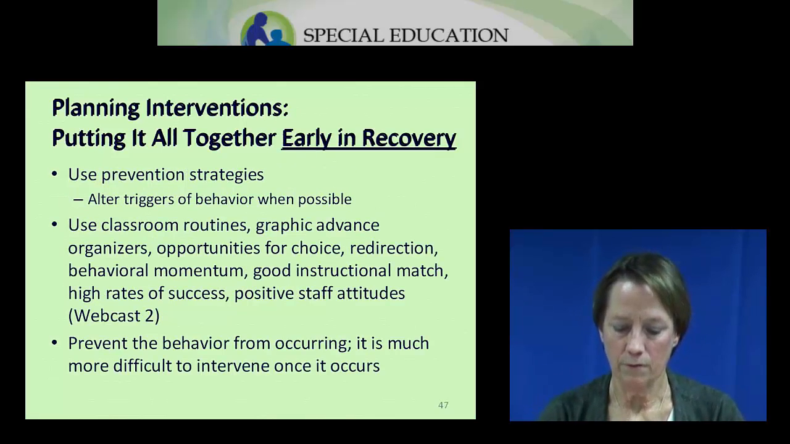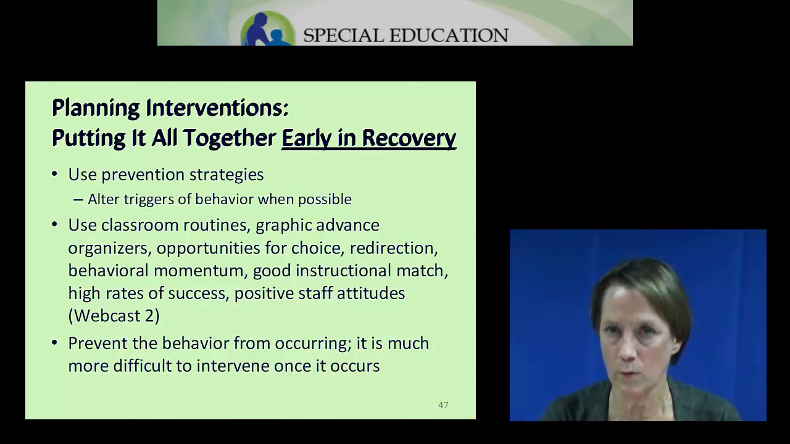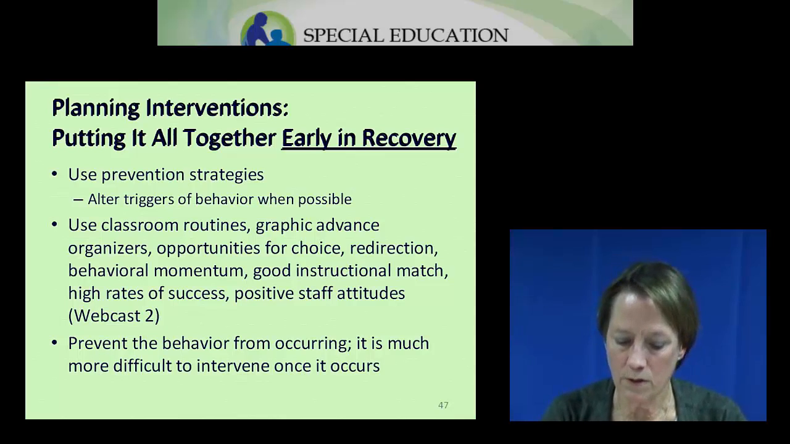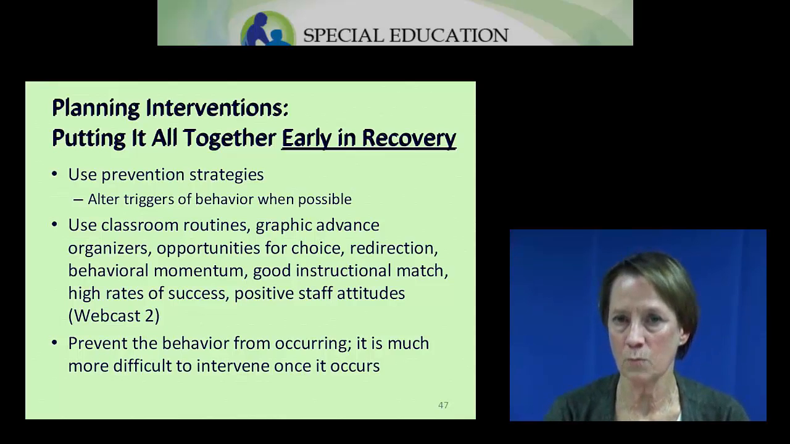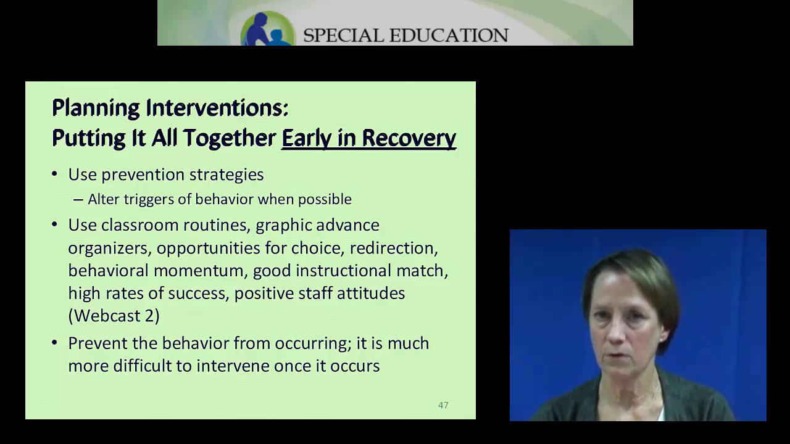So early in recovery, we're really going to want to focus on our prevention strategies. We're going to alter triggers of behavior whenever we can. We're also going to want to use some of the strategies that we talked about in webcast 2, like classroom routines, positive staff styles, graphic organizers, and we're really going to have as our goal preventing this behavior from occurring in the first place, because it's much more difficult to intervene and develop an intervention once a behavior has actually occurred.